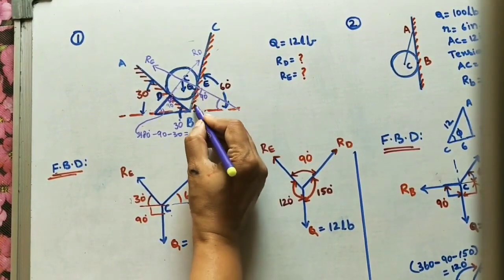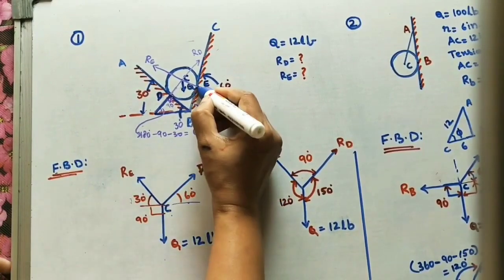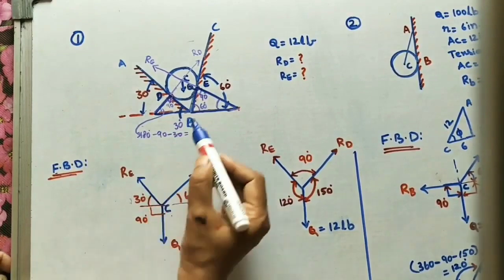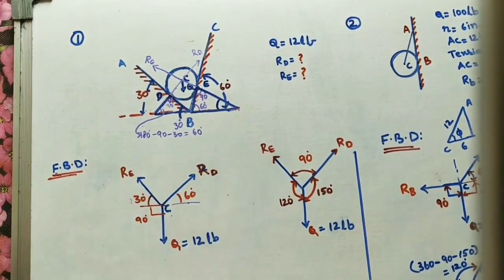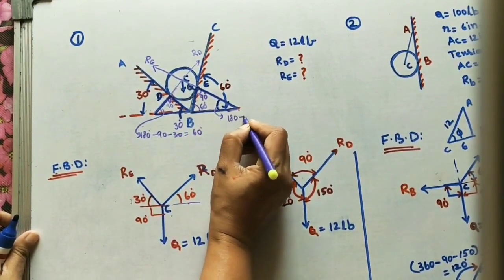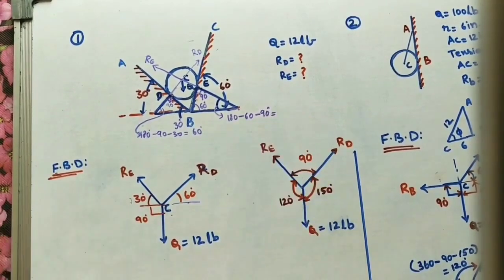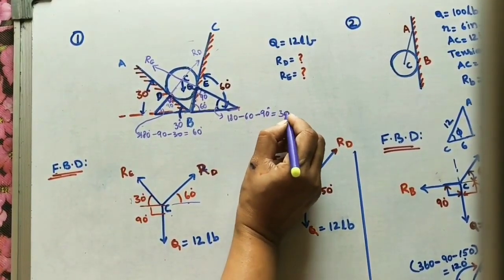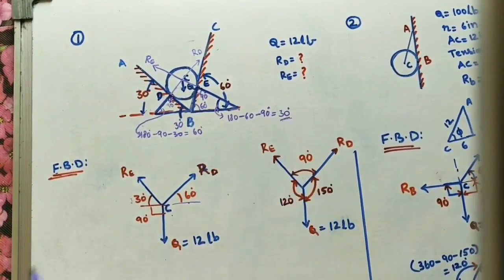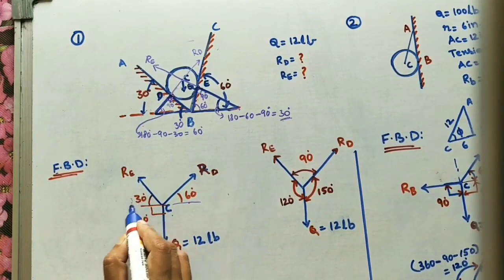This angle is given as 60 degrees. How much is this angle? In this triangle, I redraw this. Marking the angles here is very important. This is 90, this is 60. For this angle, I take the sum of all angles in the triangle, 180, minus 60 minus 90. So we will get 30 degrees. This RE is making 30 degrees with the horizontal. Now for this RE, I drew one horizontal line, and it is 30 degrees.